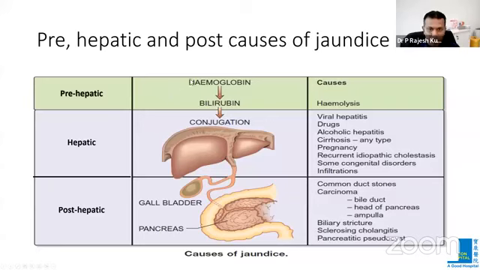Okay. So this is before the liver. That means anything to do with the red blood cells. This is in the liver. You may have heard of the hepatitis viruses, right? Hepatitis A, hepatitis B, hepatitis C, and then those who take a lot of alcohol, unnecessary medication, weight loss drugs, all these can cause problems in the liver, okay?